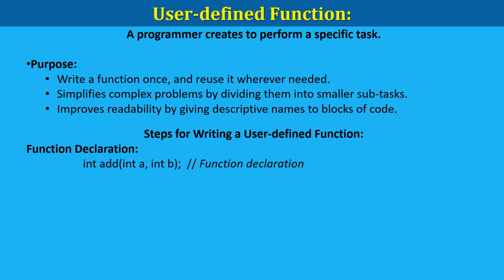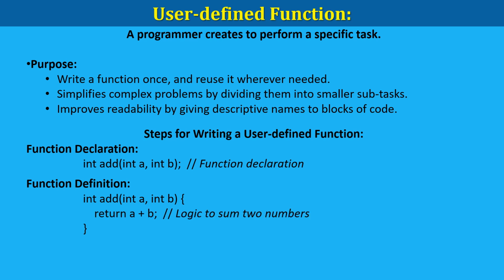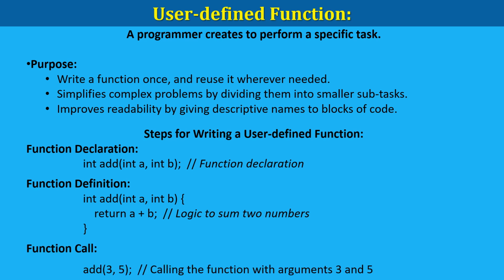Steps for writing a user-defined function. Define the function's return type, e.g. int or void, name and parameters. Function definition: write the code that defines what the function does, for example adding the sum of two numbers and returning a plus b. Function call: use the function by passing the necessary arguments in the main function or whenever required, for example calling the function with arguments 3 and 5.